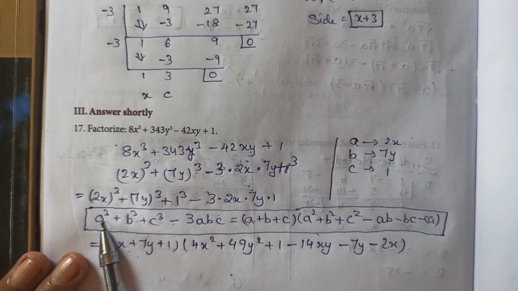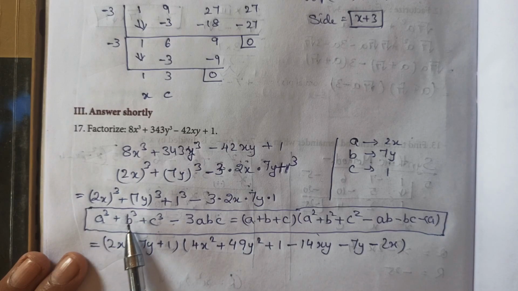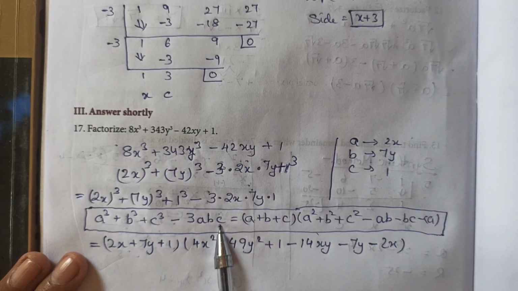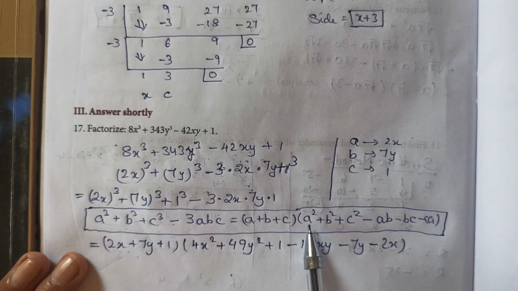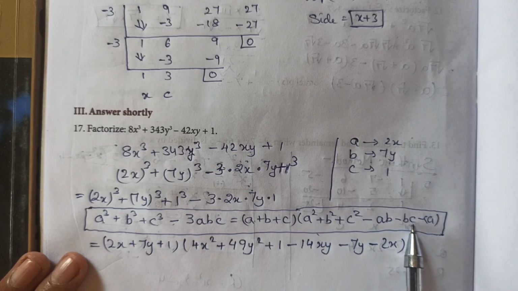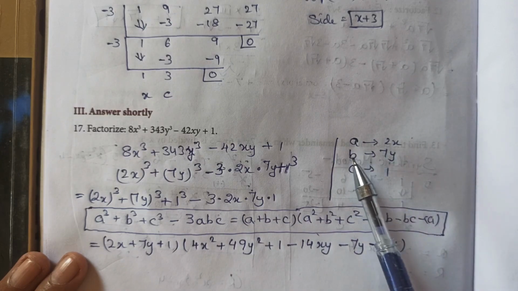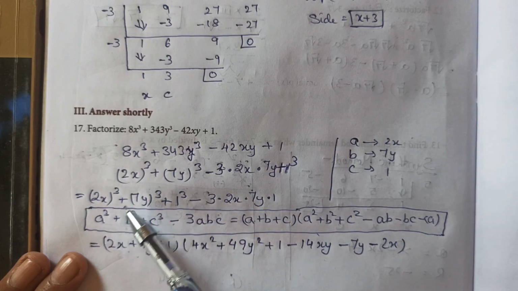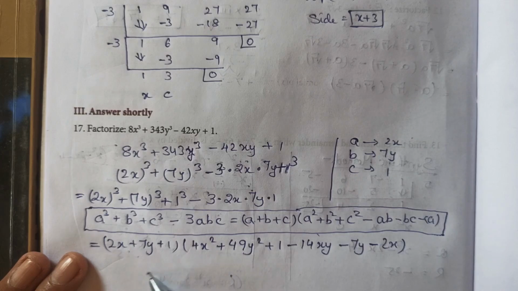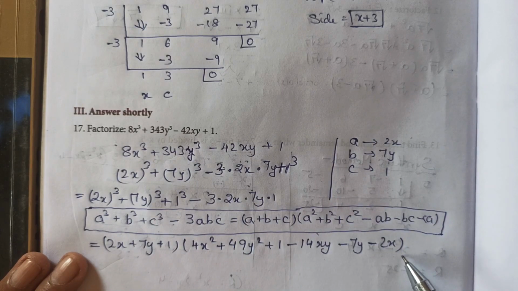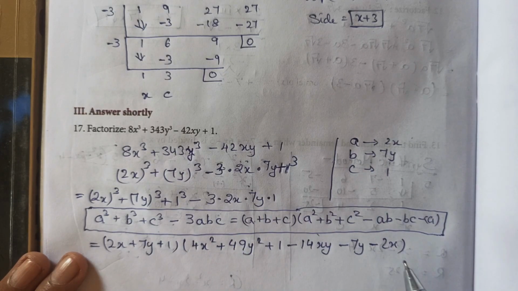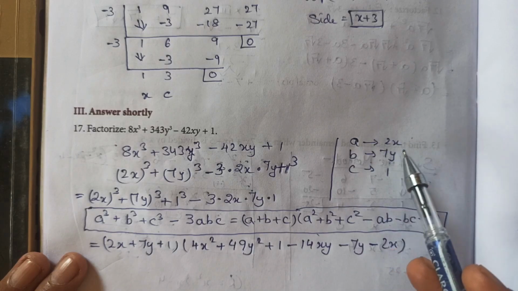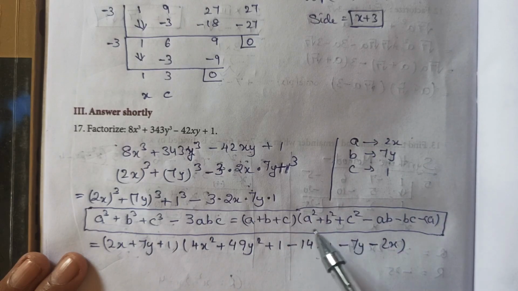So this should be substituted in the formula: a cube plus b cube plus c cube minus 3abc is equal to (a plus b plus c)(a square plus b square plus c square minus ab minus bc minus ca). So a is 2x, b is 7y, c is 1, as we have here. By comparison, we write these values. So this we substitute in the formula, that's it. Just multiply a into b, a into b, 7 2s are 14, xy. The other terms, square is already known to you. Fine.